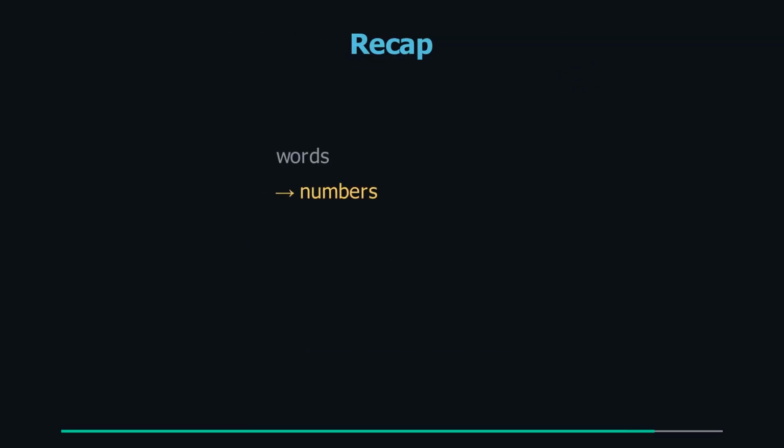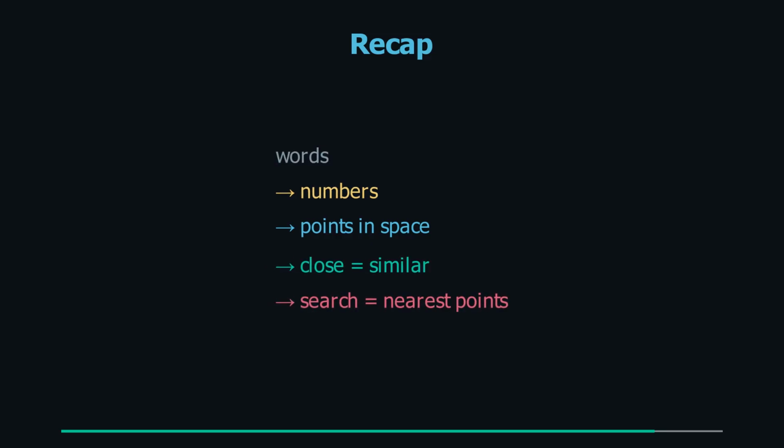Let's recap. Words become numbers. Numbers become a point in space, using hundreds of learned dimensions. Similar meanings land close together. And search becomes nothing more than finding the nearest points on that map.